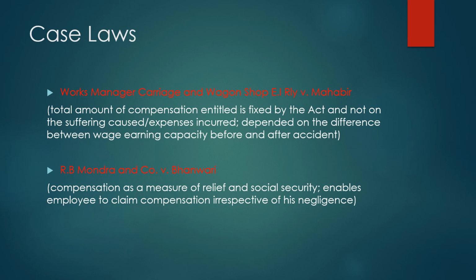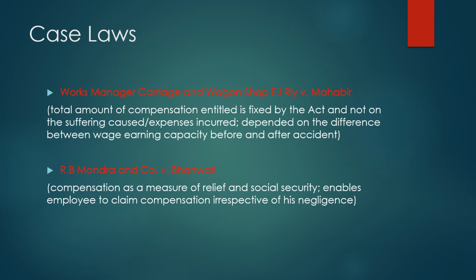Now, some of the important case laws here: Works Manager, Carriage and Wagon Shop, Eastern India Railway versus Mahabir. This is a 1954 case. Here, the court held that the total amount of compensation entitled is fixed by the Act and not on the suffering or cost or expense incurred. We discussed that this act came as a welfare measure for the employee, and the compensation is dependent upon the loss of earning capacity as well as the injury.